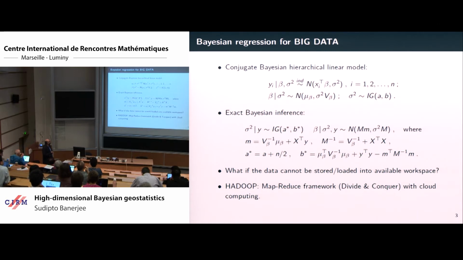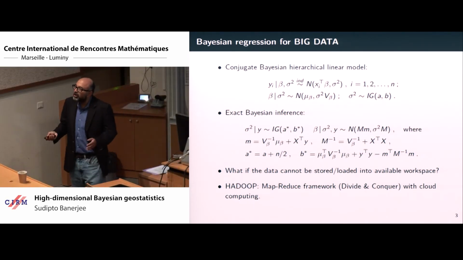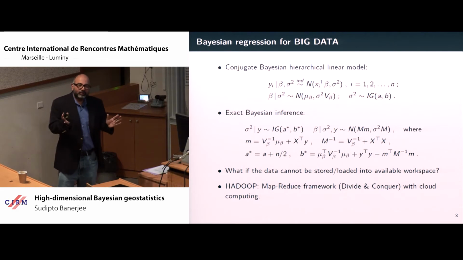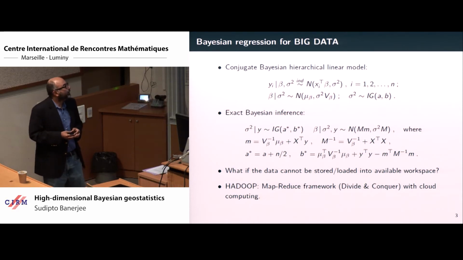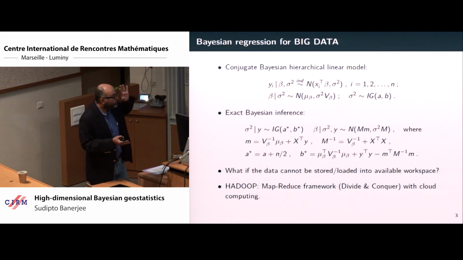The uppercase M is the variance covariance matrix, is the precision, and the lowercase m is this guy here. If you compute these two, then the rest can be computed. These are the only two quantities that you don't know. But here's the question. All right, simple model, not even spatial or anything, right? But simple linear regression model, but how can I actually analyze this if I cannot even load the data into my available workspace?